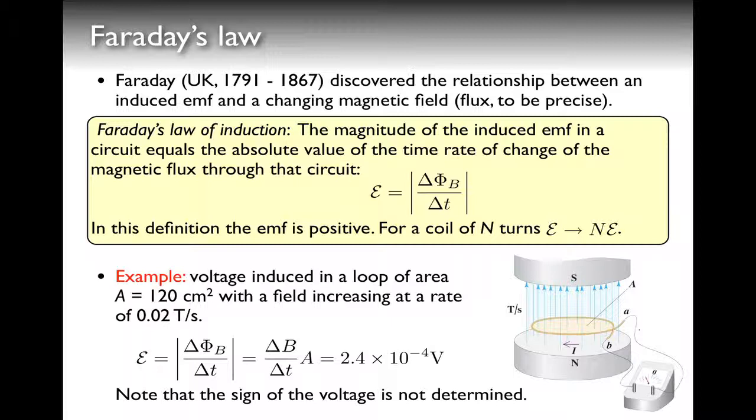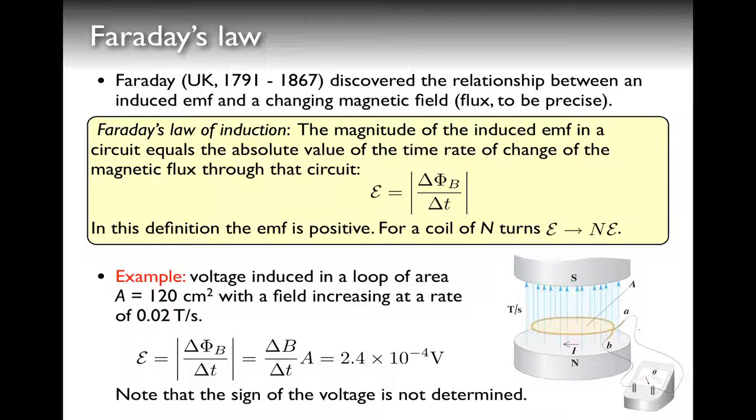For example, we have a voltage induced in a loop of an area of 120 centimeters squared with a field that is increasing at a rate of 0.02 Tesla per second. What this means is that the EMF is going to be the change in flux divided by the change in time. However, the change in flux is going to be the change in field times the area per time. We know that the change in field per time is 0.02 Tesla per second. We multiply this by the area and we obtain 2.4 times 10 to the minus 4 volts. Again, I would like to emphasize that the sign of the voltage is not determined.